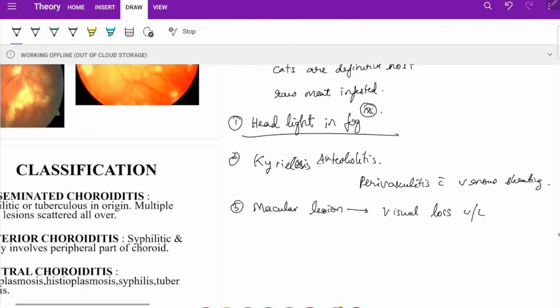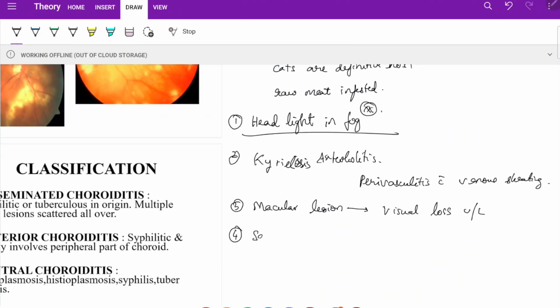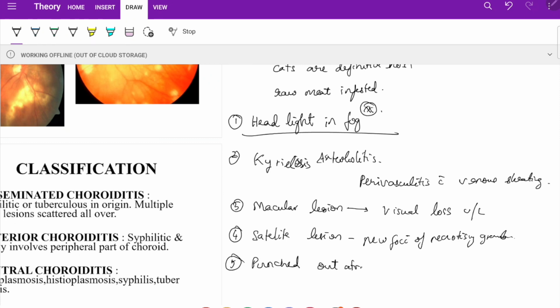Then you're going to have satellite lesions. What is a satellite lesion? A new focus of necrotizing granuloma seen around the old pigmented scars, and healed lesions appear as a characteristic punched out atrophic scar with a hyperpigmented border.